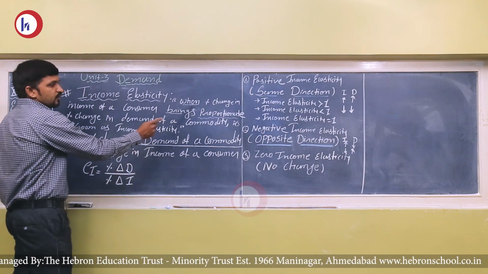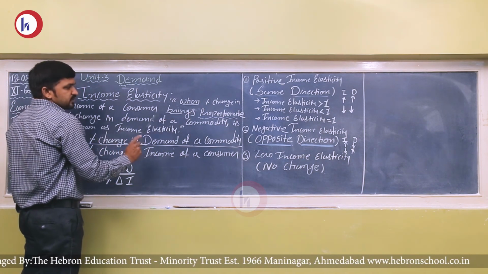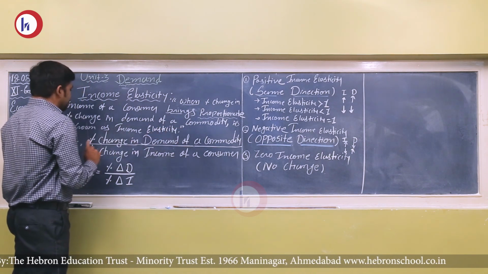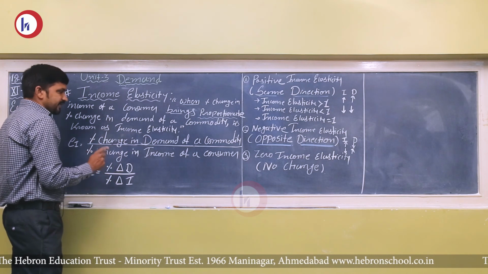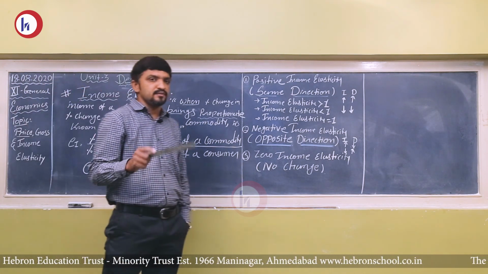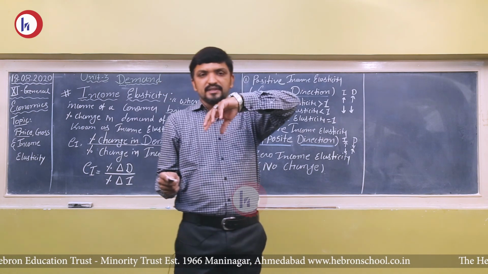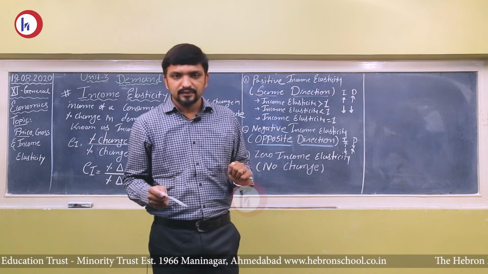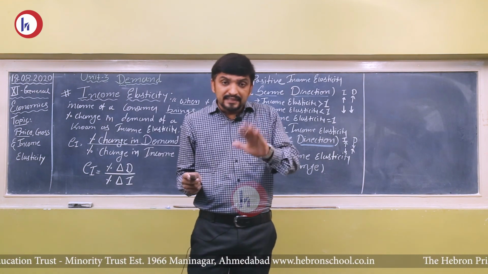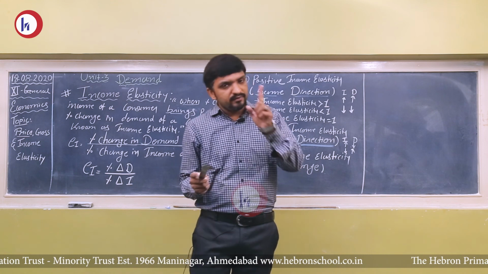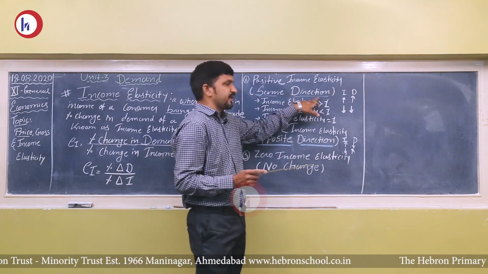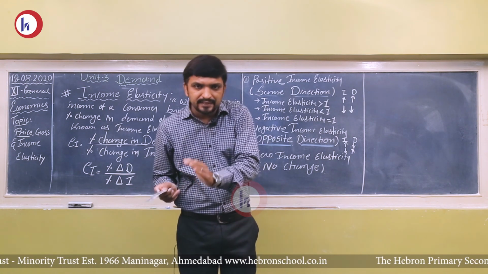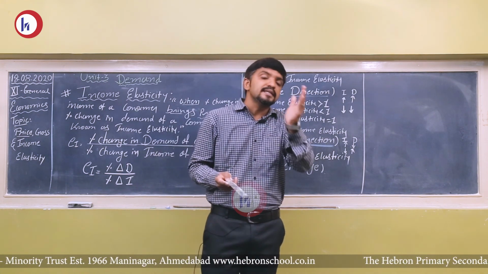So, meaning would be when percentage change in income of a consumer brings less proportionate percentage change in demand of a commodity, it is known as income elasticity less than 1, which means suppose income increases by 30%. So, demand will increase but by 20%. Suppose income of an individual decreases by 30%. So, demand will also decrease because change is in same direction. But percentage change in demand would be less than the percentage change in income.